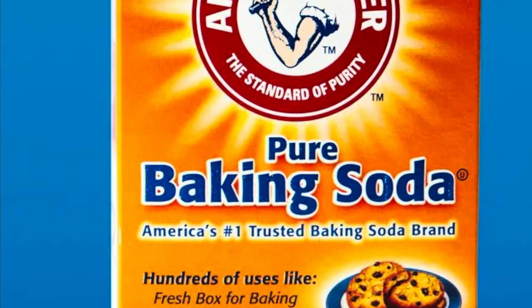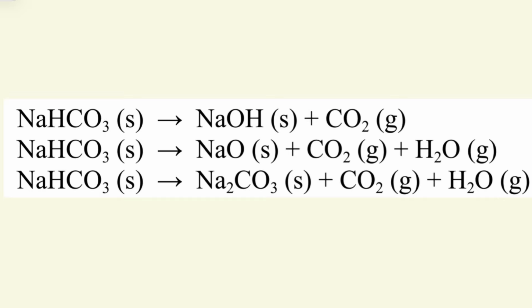In this video, we will be going over the decomposition of baking soda lab. Baking soda, also known as NaHCO3 or sodium bicarbonate, can undergo 3 different decomposition reactions. In this lab, we will determine which one is the correct reaction by comparing the theoretical yields of the 3 solid products with the actual yield from the lab.